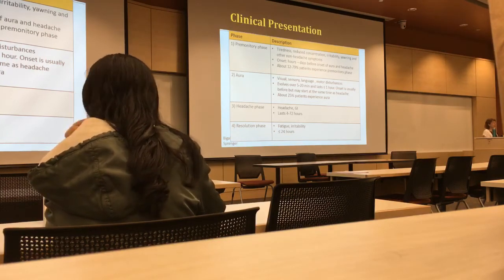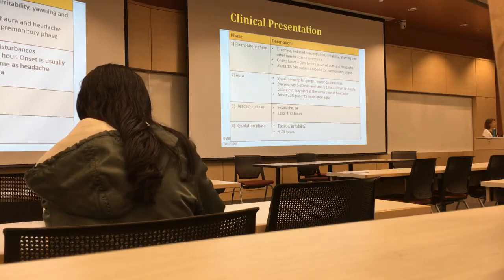And that occurs in 12 to 80% of people. Again, only 20 to 25% of people will have an aura, so it's not everybody. And these are symptoms that come 5 minutes to 20 minutes before the headache, and can last up to about an hour and can go through part of the headache phase.